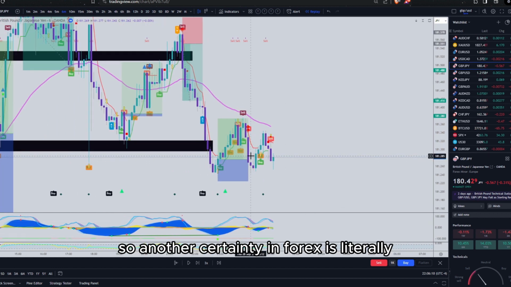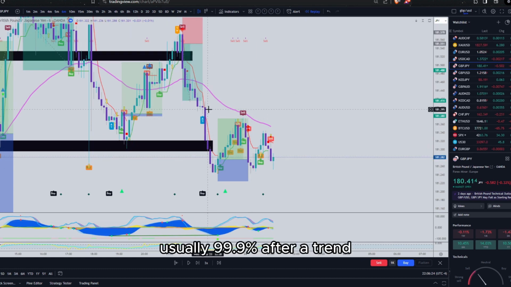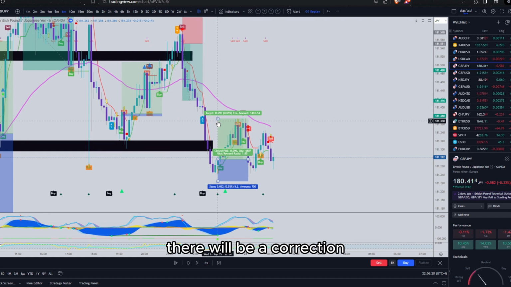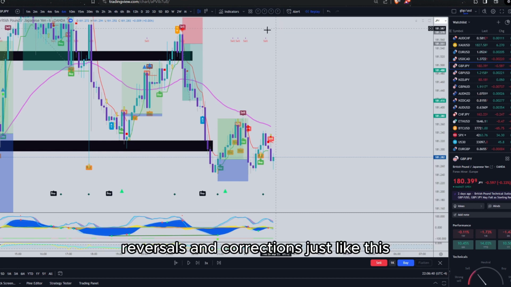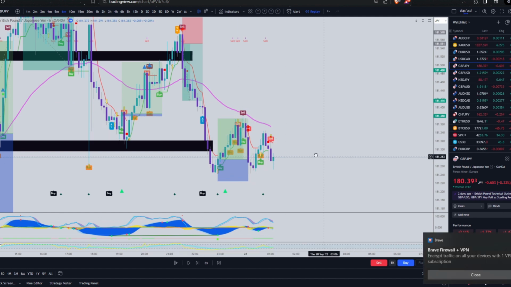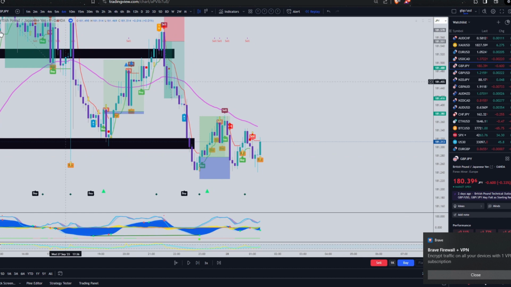So another certainty in forex is that after a trend, no matter the size, usually 99.9%, there will be a correction. And so knowing that, if you time it right, because there's a bunch of fake corrections or reversals, you could definitely have a strategy relying on reversals and corrections, just like this. Let's do one more trade and then count up the other trades.